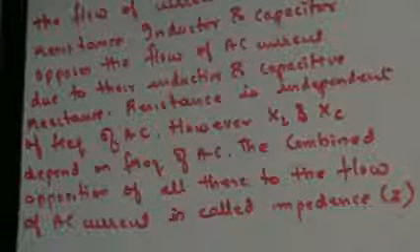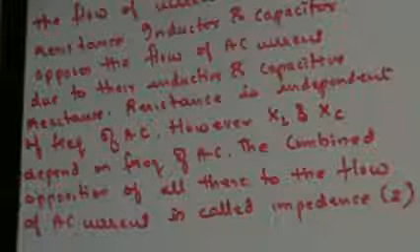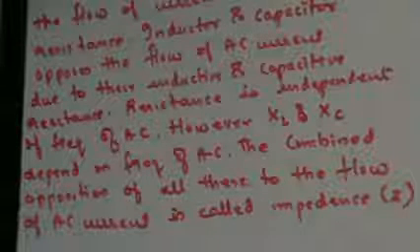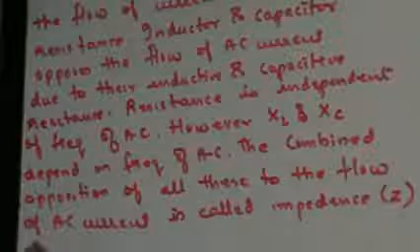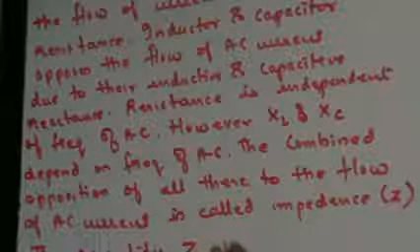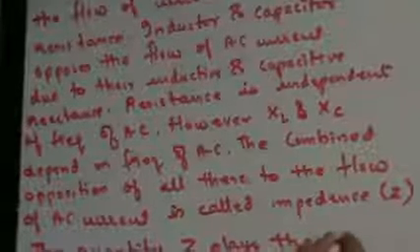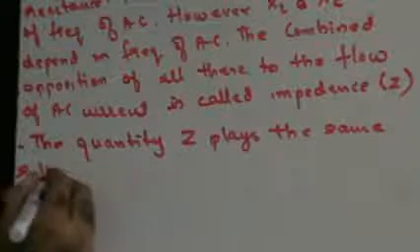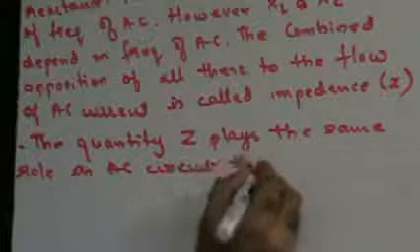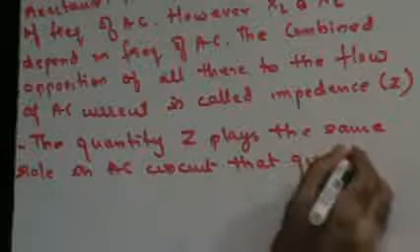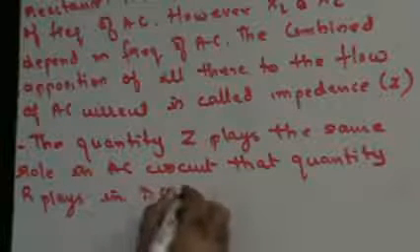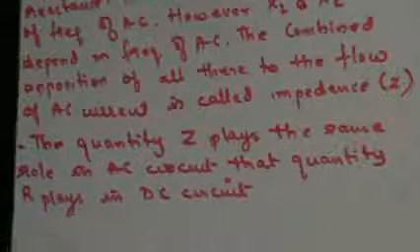Now, let's try to find out what is the value of Z in an AC circuit. The quantity Z plays the same role in an AC circuit that the quantity R plays in a DC circuit. Fine, do we get this thing here?